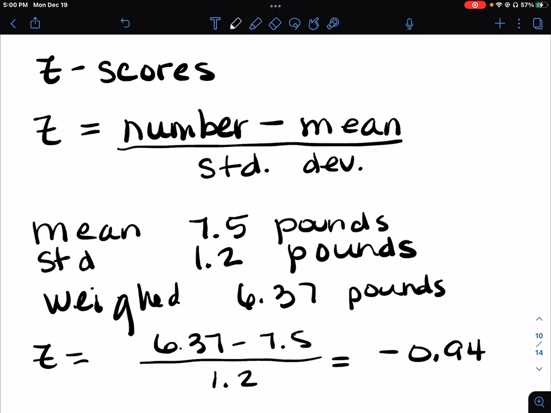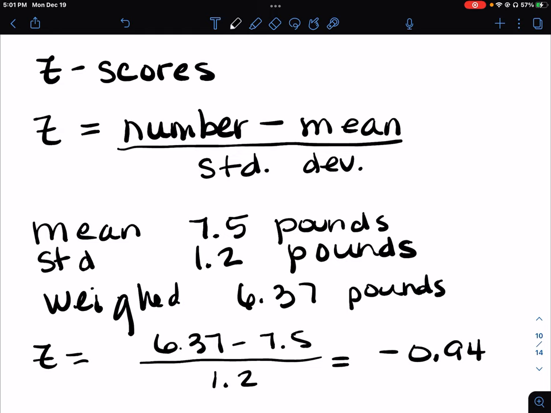Okay, a Z-score is when you take a number and subtract the mean and divide by the standard deviation. And what this does is compare a number to the average. Okay, where something is in relation to the average. Is it lower? Is it higher? Is it close to the average?